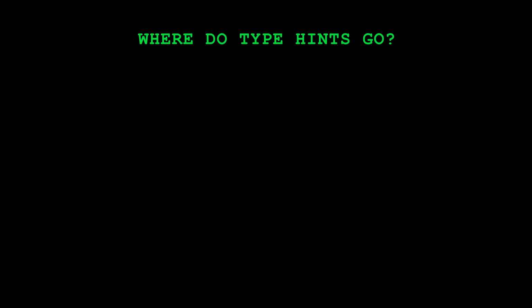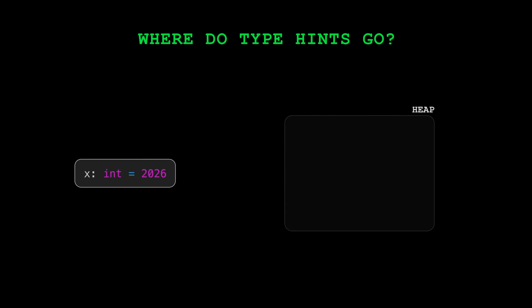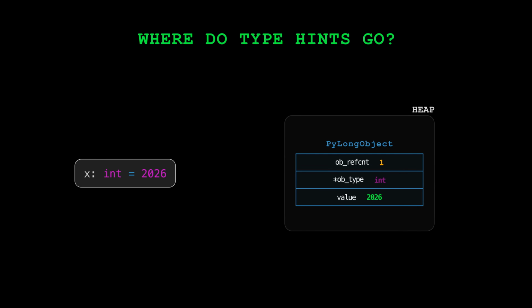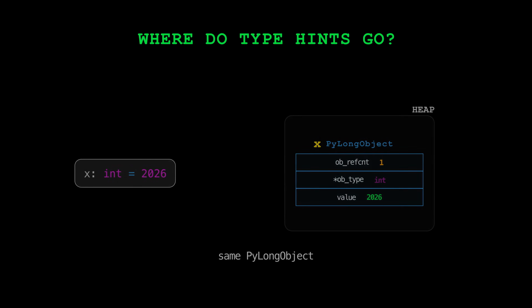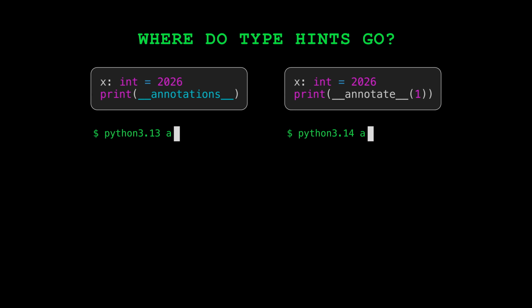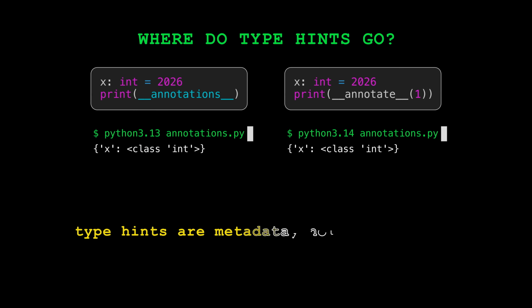Type hints don't change any of what we just saw. When you write x: int equals 2026 with the type hint, Python still allocates the PyLongObject for 2026 and maps the name x to it, exactly as before. The annotation changes nothing about how the value is stored or how the variable behaves. Python stores the annotations as a dictionary, and you can inspect them yourself. So type hints are metadata, not instructions. Python records them, but doesn't act on them, and it doesn't affect the runtime behavior or performance. The external tools, type checkers and language servers, read this metadata and enforce the types statically.